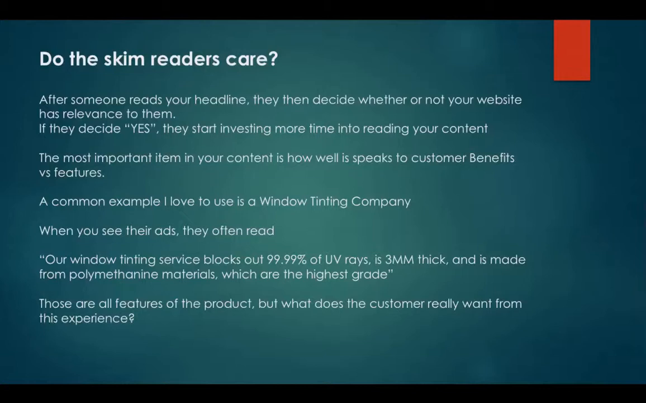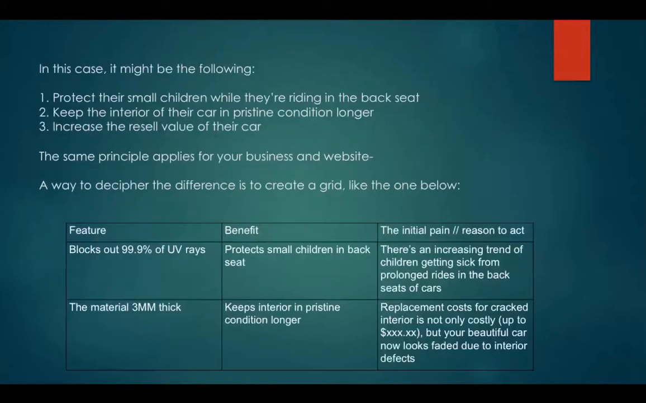So let's take the example of the window tinting company that you'll see here on the screen. Now, when you see their ads, they often read, "Our window tinting service blocks out 99.9% of UV rays, it's 3 millimeters thick, and is made up from blah, blah, blah materials, which are the highest grade, blah, blah, blah." These are all features of the product, but what does the customer really want from the experience?